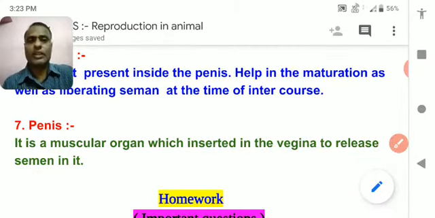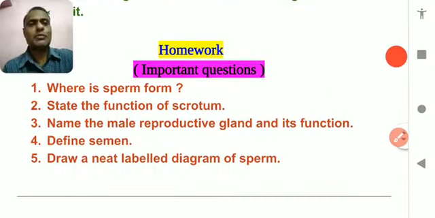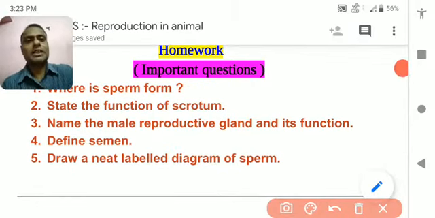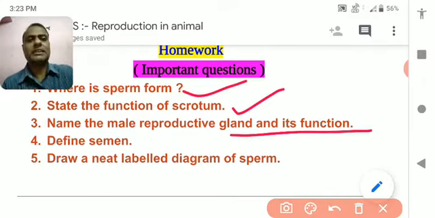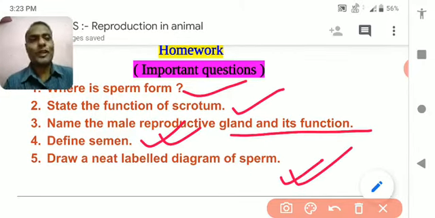So it is the end of today's class, and we have some questions also. Where is sperm formed? State the function of scrotum. Name the male reproductive glands and their functions. Define semen and draw a neat labeled diagram of sperm. Although I have not drawn the sperm's figure over here, you have to draw it because it is important. I will show you the figure in the next class, but I think the figure is given in the book. If not given, you can take the diagram from anywhere. Okay, but it is important, remember that.